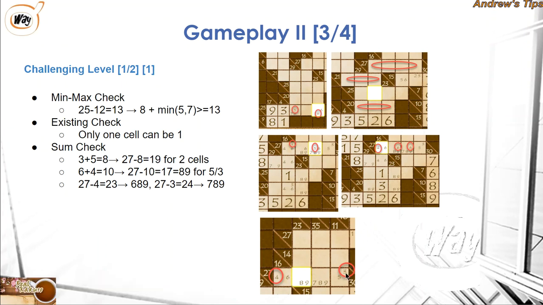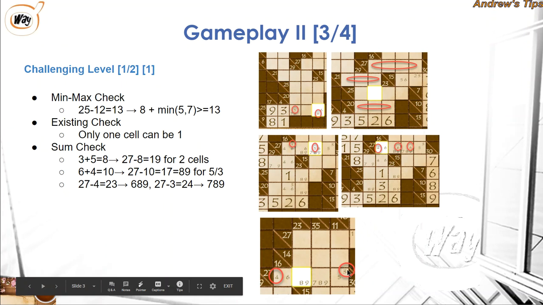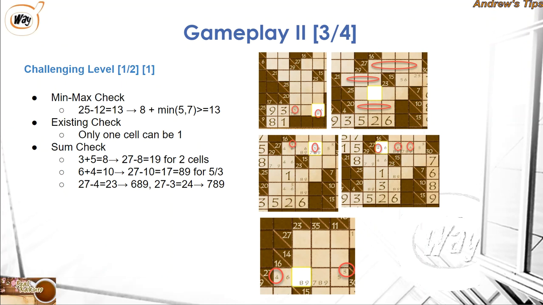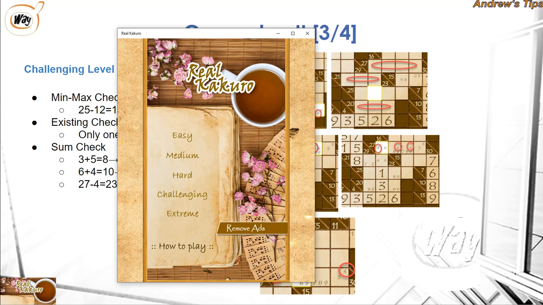Similarly the 3. If the 3, 27 minus 3 is 24. 24 has one solution, 7, 8, 9. So that one is wrong. So remove it. We have the solution 6, 5. Okay, those are the tips in here. We can play our game, it's easier.